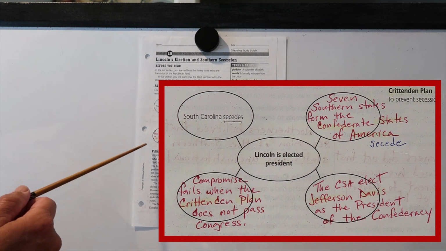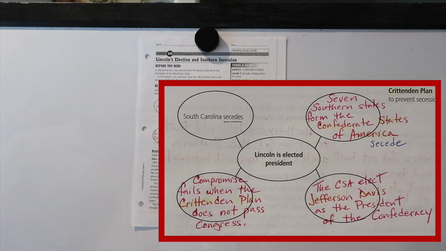And then basically in this last circle, I'd like you to write about how even at this point they tried to compromise, to try to get the southern states to come back into the Union, but it doesn't pass Congress. The Northerners don't want to cave in to what the Confederates wanted them to do.